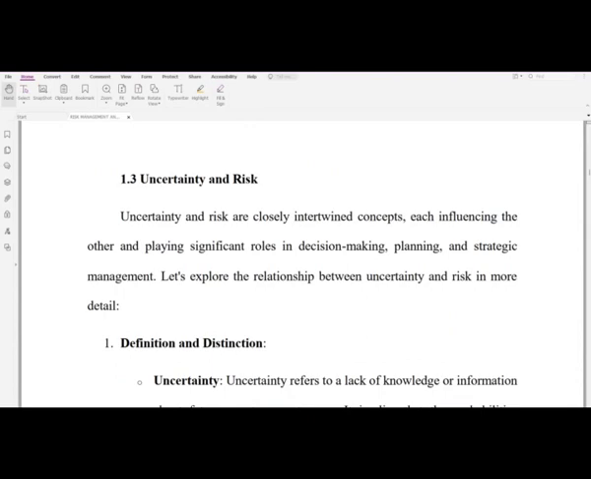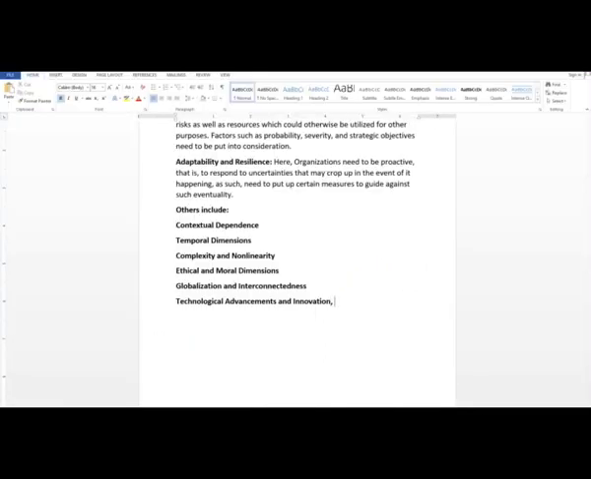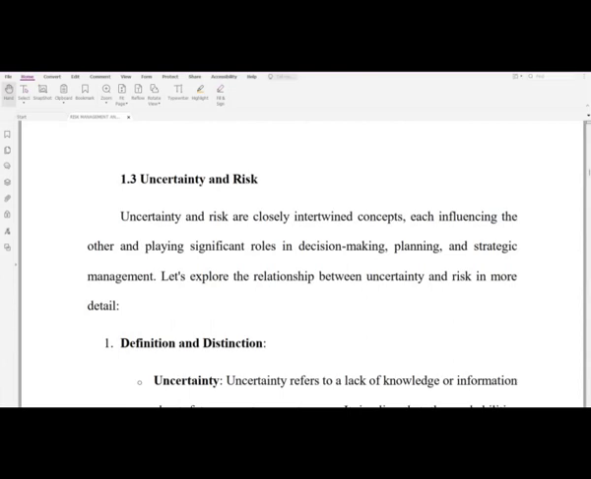With that, we move on to uncertainty and risk. They are closely intertwined concepts, each influencing the other and playing significant roles in decision making, planning, and strategic management. With that, we will love to explore the relationship, the correlation between both concepts, that is, uncertainty and risk.